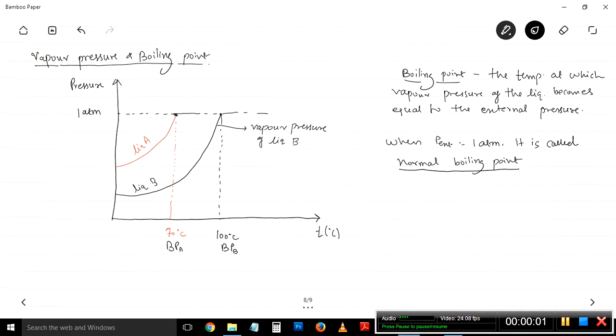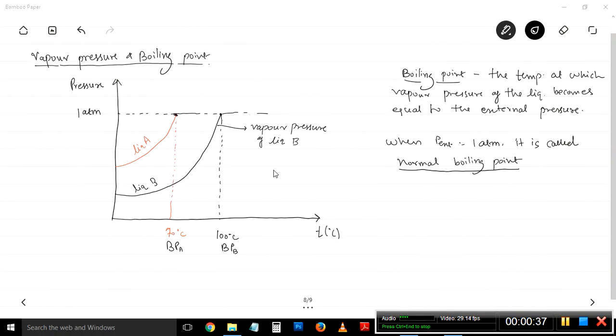Let us try to understand the relationship between vapor pressure and boiling point of a liquid. As we mentioned earlier, vapor pressure of the liquid increases with increase in temperature. So if we make a graph of vapor pressure of a liquid versus temperature, as you can see in the diagram, the vapor pressure of a particular liquid increases as we increase the temperature.